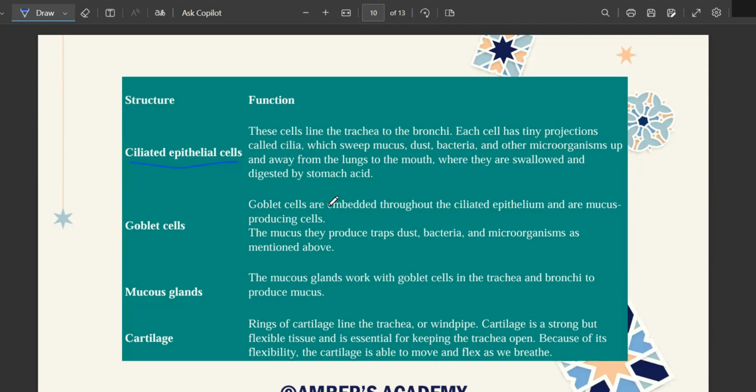Then goblet cells are embedded in the ciliated epithelium and they produce mucus.